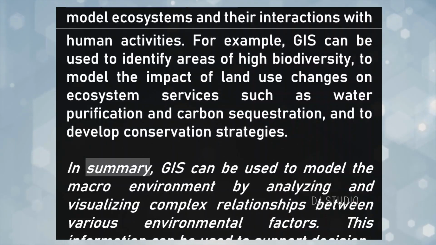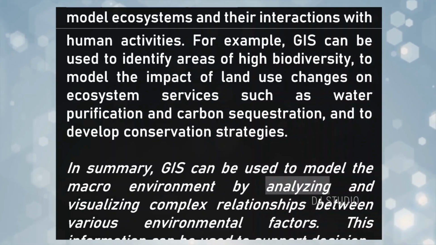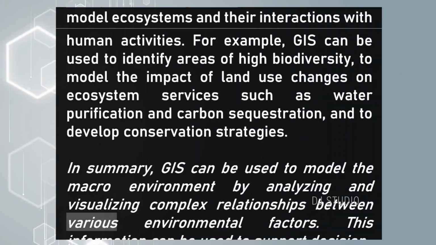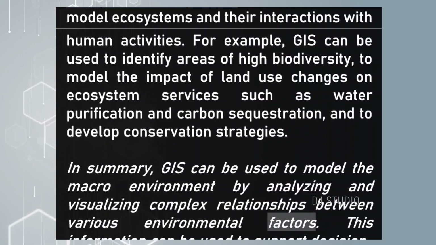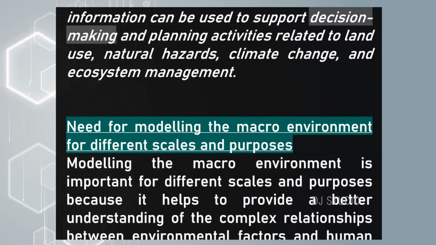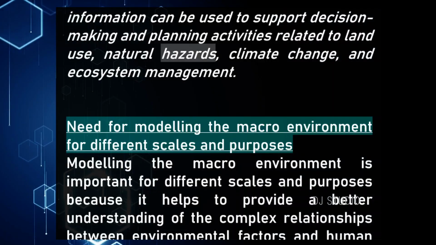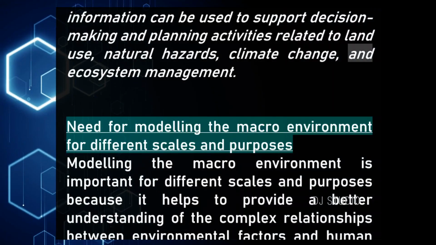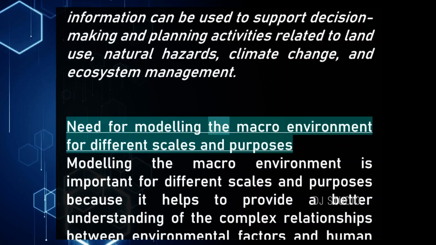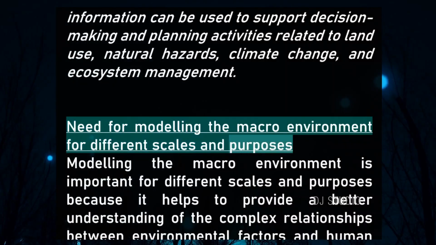In summary, GIS can be used to model the macro environment by analyzing and visualizing complex relationships between various environmental factors. This information can be used to support decision-making and planning activities related to land use, natural hazards, climate change, and ecosystem management. Need for modeling the macro environment for different scales and purposes.